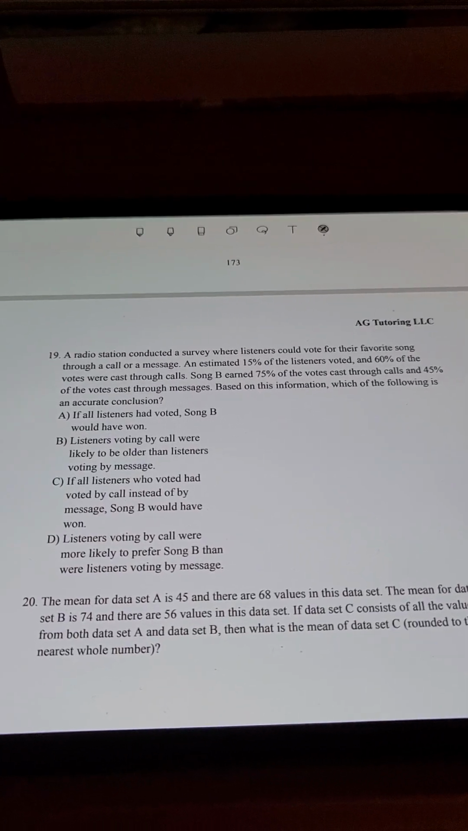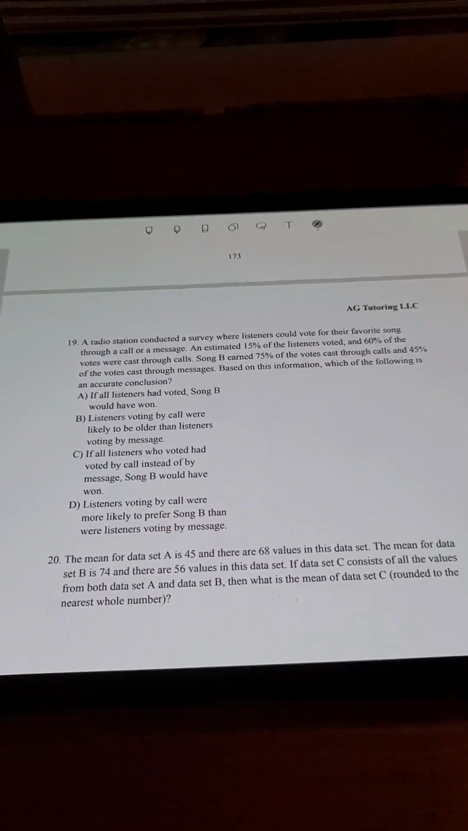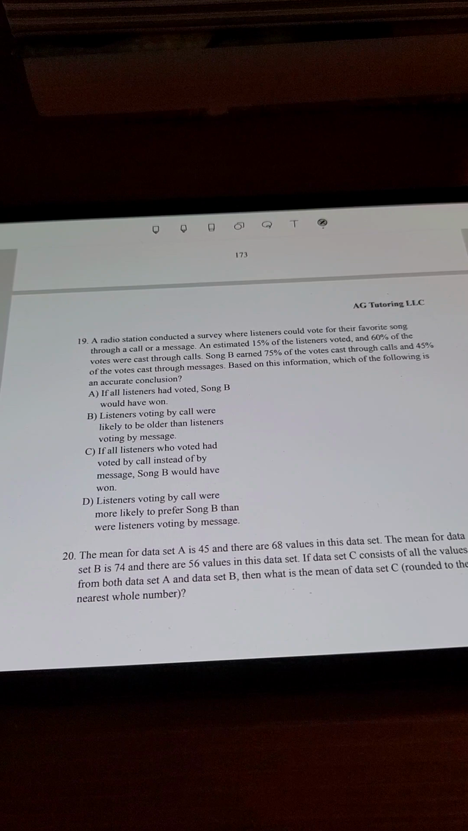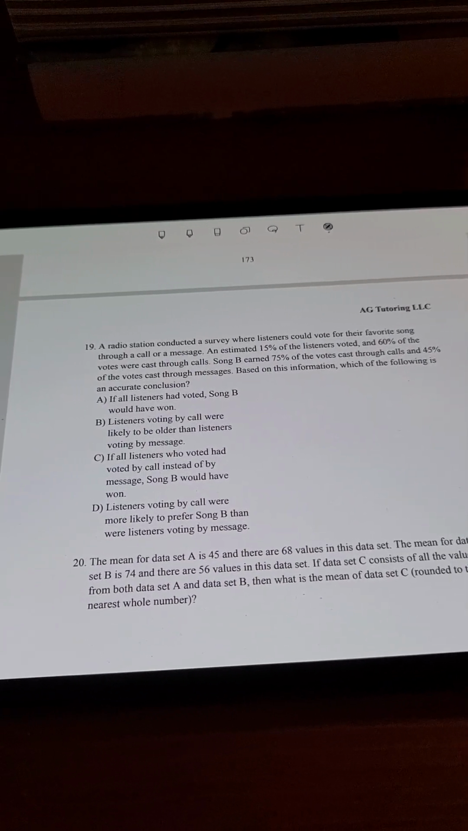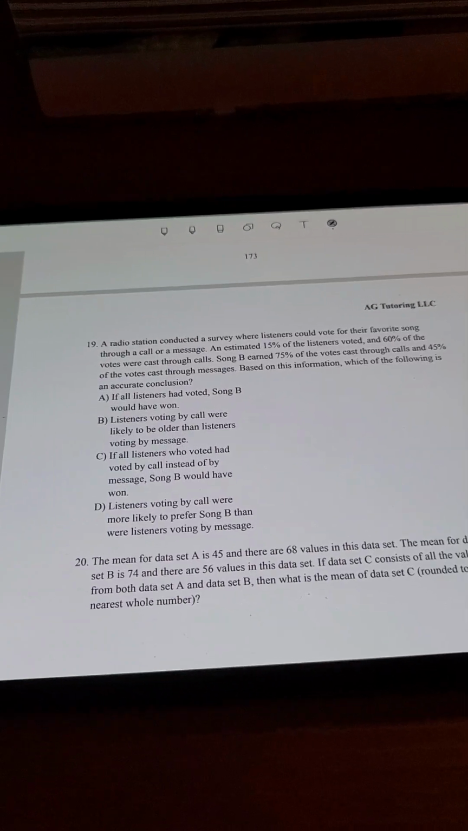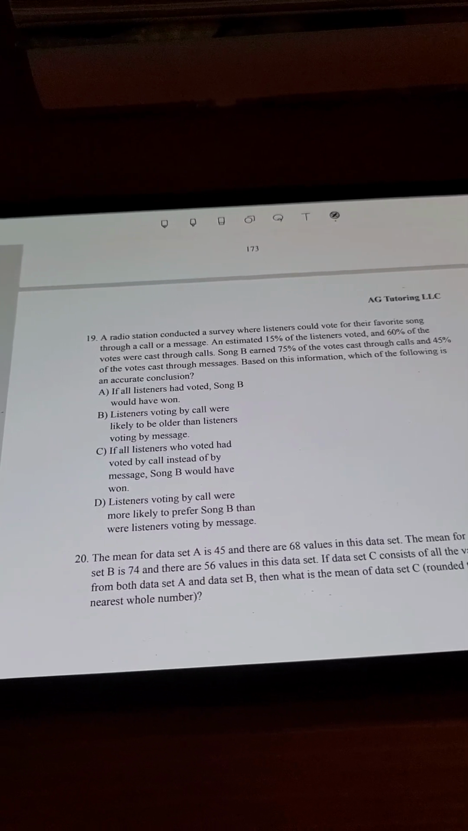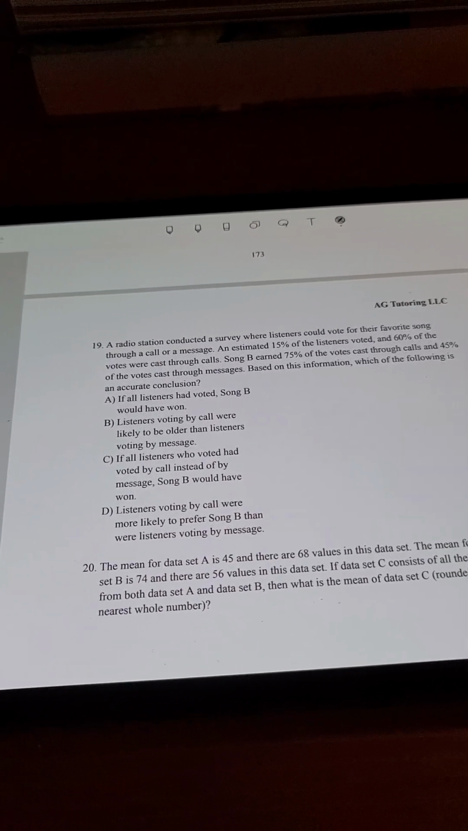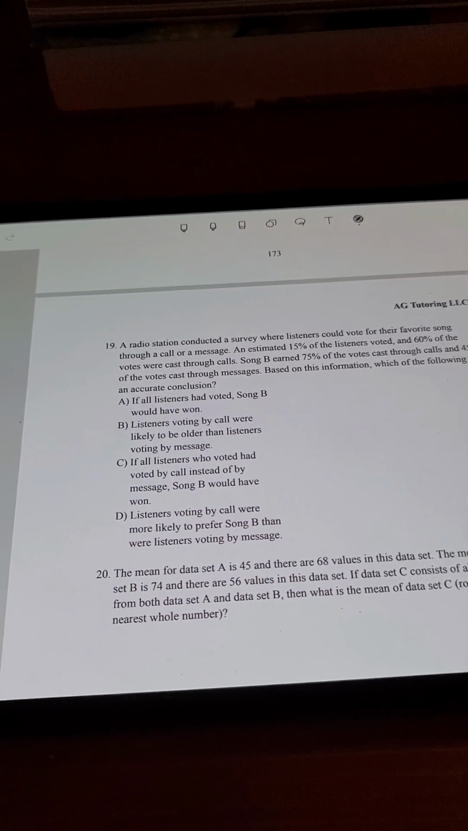Okay, so pause to read number 19 if you haven't already. Okay, so we want to know which of the following is an accurate conclusion. So A says if all listeners had voted, song B would have won. That's definitely wrong because it says that there was an estimated only 15% of listeners that voted. So the information we have right now is just based off of a very small percentage of listeners voting, 15%. We can't say how the other 85% would have voted. So definitely not A.